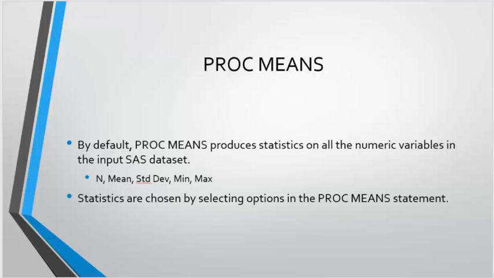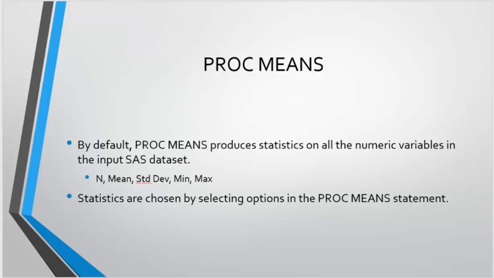By default, PROC MEANS is going to give you statistics on every single numeric variable in your input SAS dataset. If this dataset contains a lot of numeric variables, you might end up with a huge table. You can specify which variables that you want the numeric statistics on, and that's with a VAR statement. I'll show you in a minute.